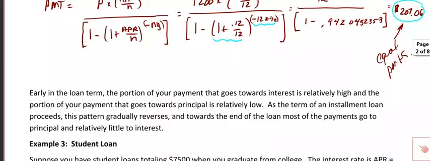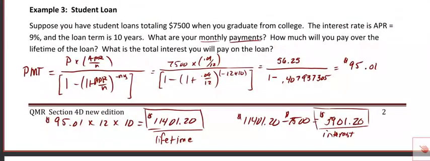So let's use this formula again and calculate repayment of a student loan. So we have student loans, I guess this says, totaling $7,500 when we graduate from college.